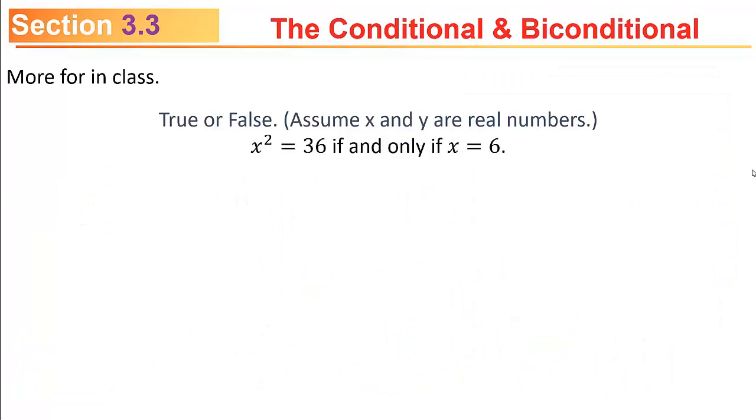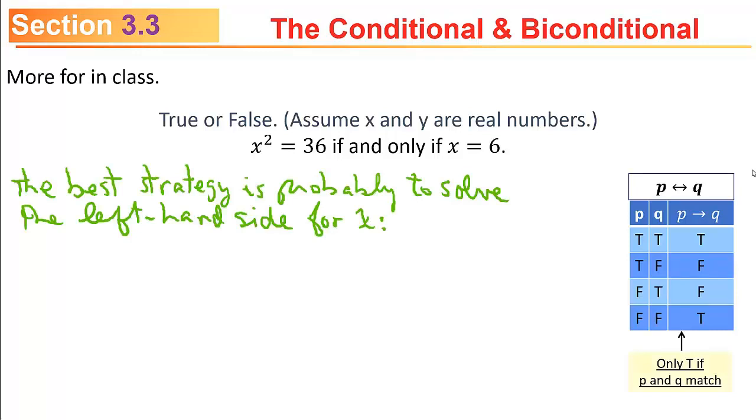How about this one? x squared is equal to 36 if and only if x equals 6. Again, it's probably best to go ahead and solve for x. Solving for x on the left actually produces two solutions, not just x equals 6, but x equals minus 6. So x can be plus 6 or minus 6 on the left.